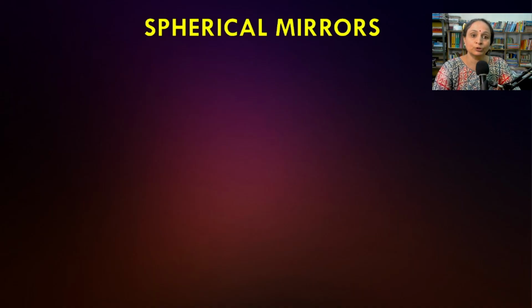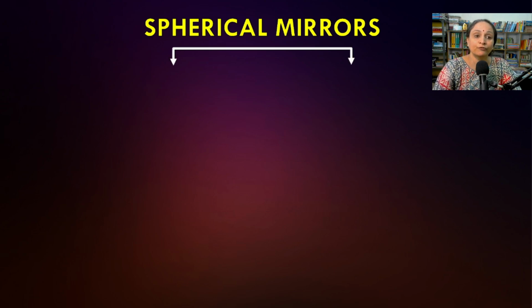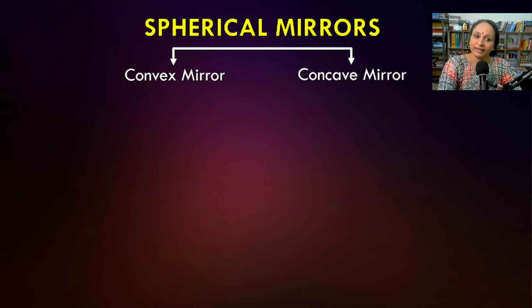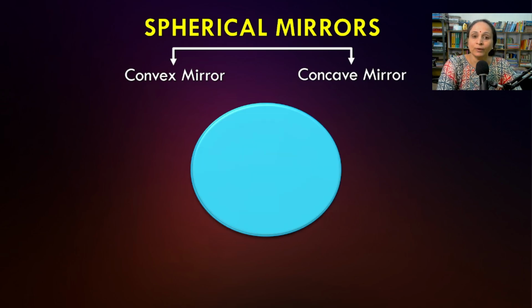Now we will talk about spherical mirrors. Spherical mirrors are different from plane mirrors, and how are they formed? Mainly they are of two types. One is called the convex mirror and the other is called the concave mirror. Now what exactly do you understand by a spherical mirror? A spherical mirror is a mirror which is cut out of a spherical glass object.